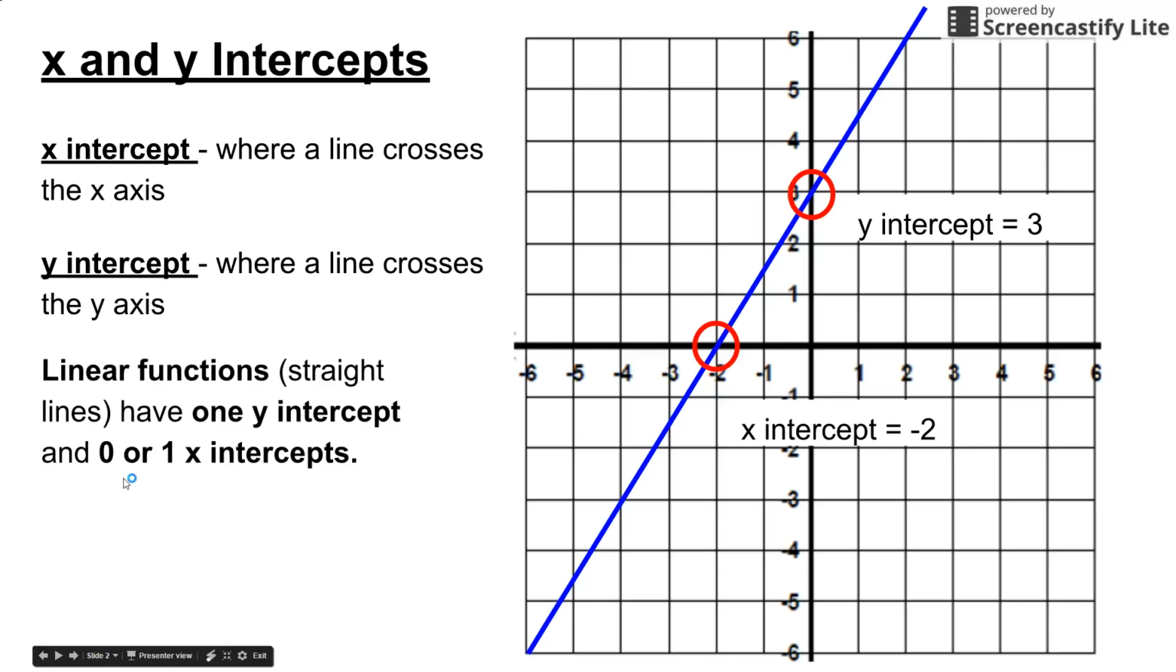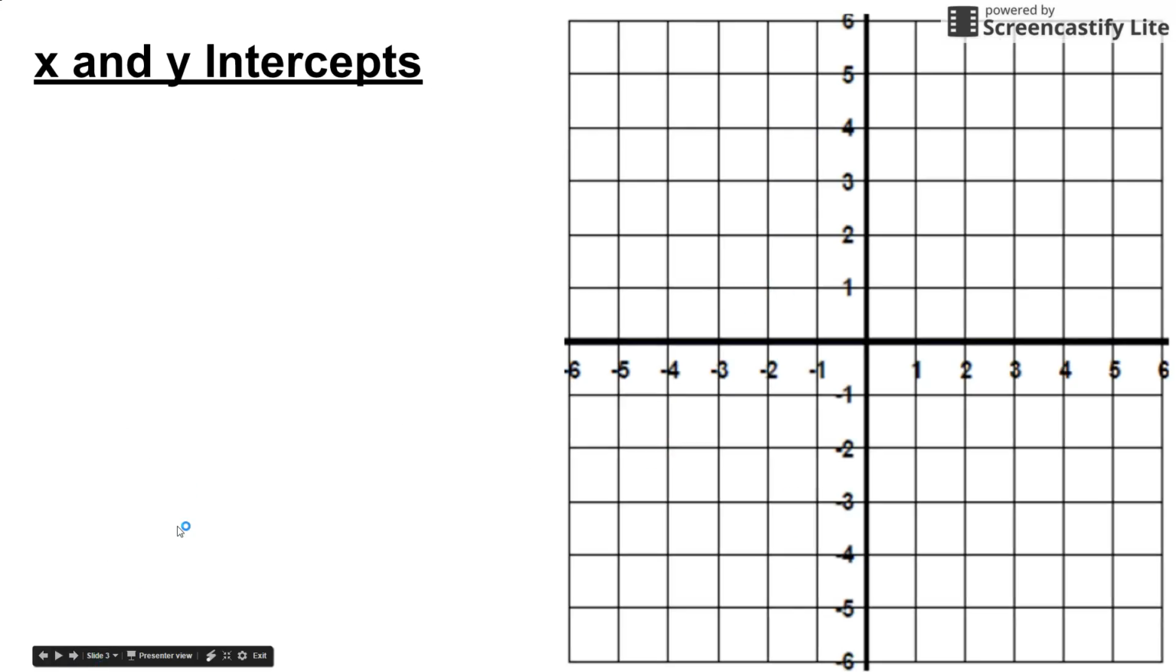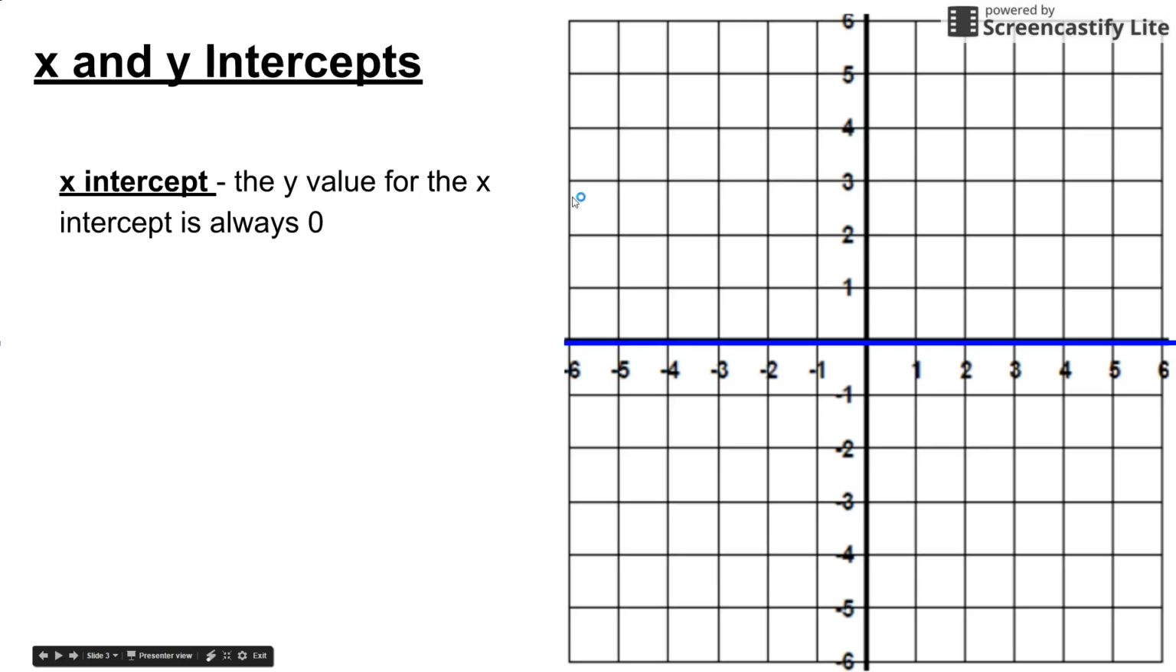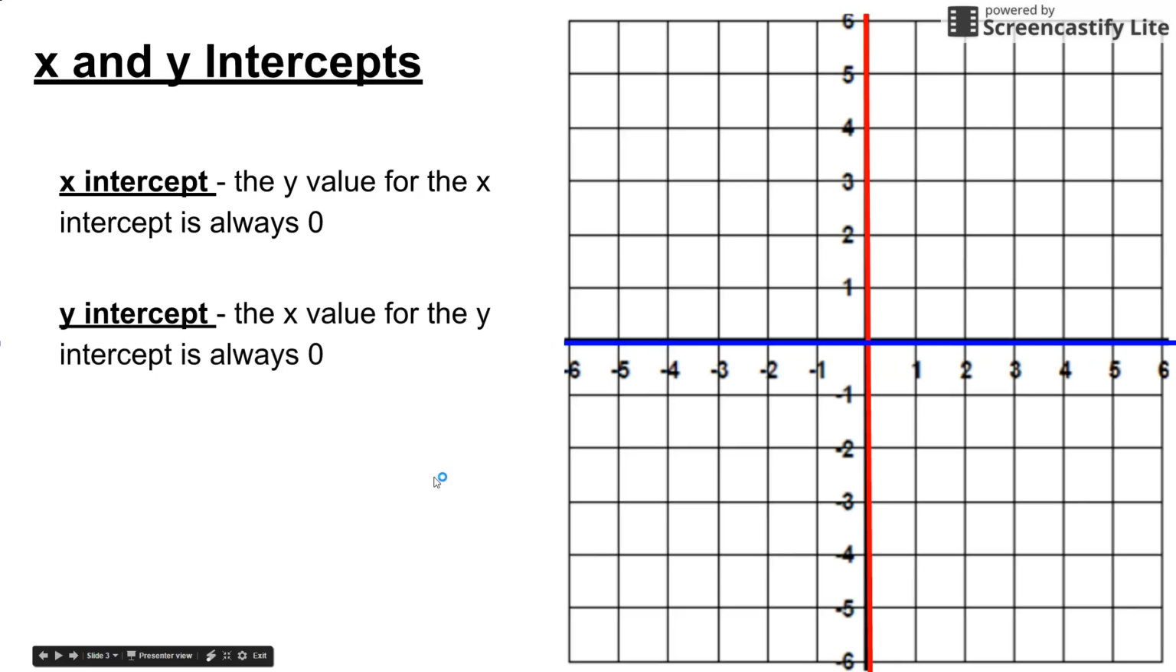A linear function, remember, linear means a line, straight lines. They have one y-intercept and 0 or 1 x-intercepts, but always one y-intercept and a maximum of 1 x-intercept. All right, x and y-intercept. For your x-intercept, the y value is always 0, because when we're crossing the x-axis we're not plus or minus on the y-axis. Likewise, on the y-intercept, the x value is going to be 0 wherever we cross the y-axis.